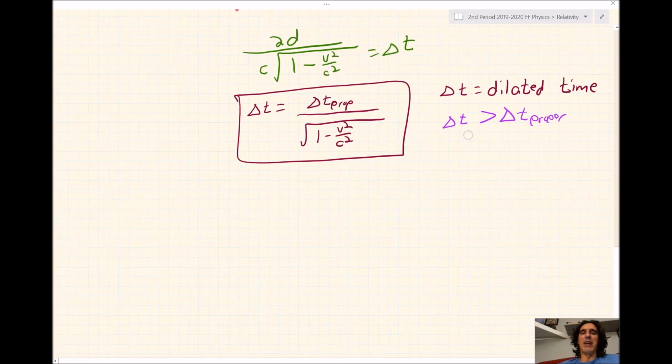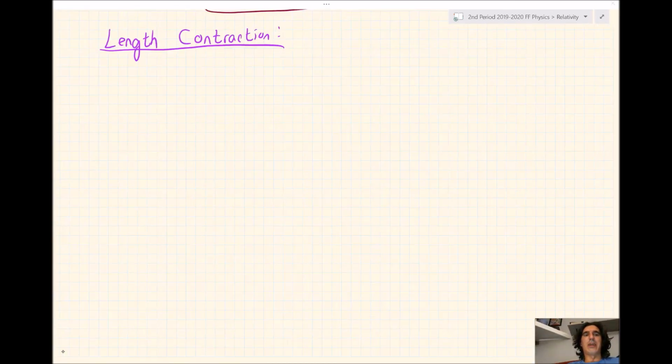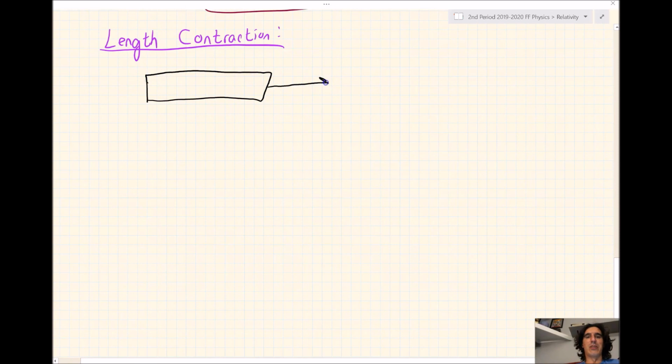Okay, so now that we have time dilation, let's look at length contraction. To analyze length contraction, we have to look at the scenario of the train from both perspectives, the person outside the train and the person inside the train. Let's look at the perspective of the person outside the train that sees the train moving to the right.